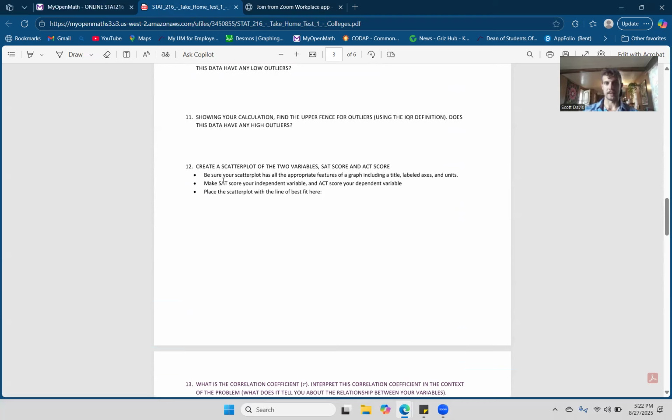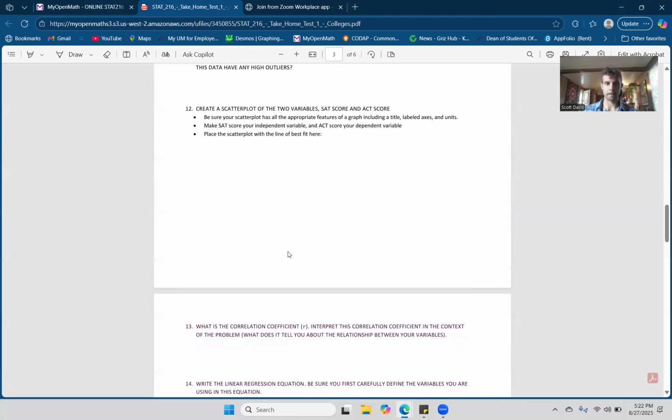I'm telling you to put the SAT score as your independent variable, ACT as your dependent. Yes, these absolutely could be flipped, but to make it easier to grade, I'm giving you a specific way I want you to arrange the variables. Make your scatter plot here with that line of best fit.